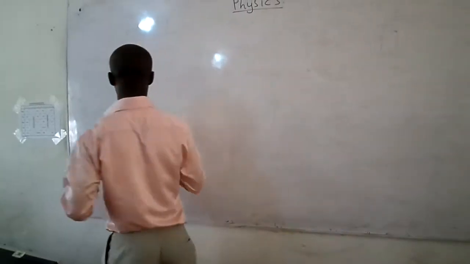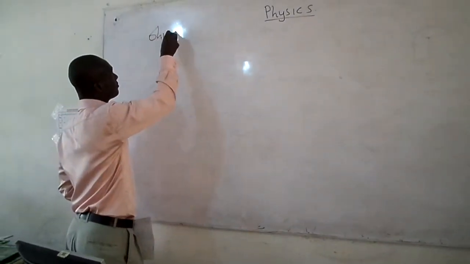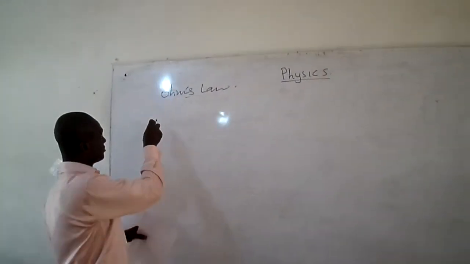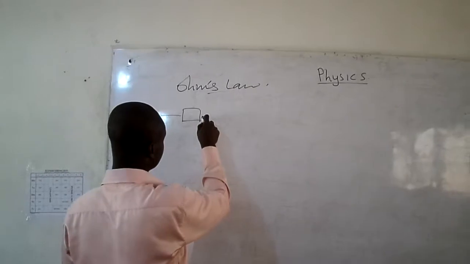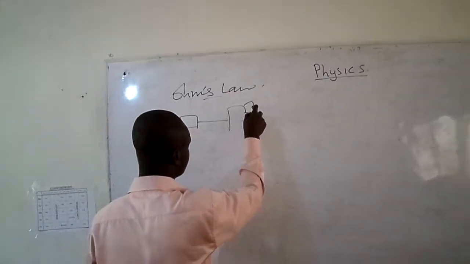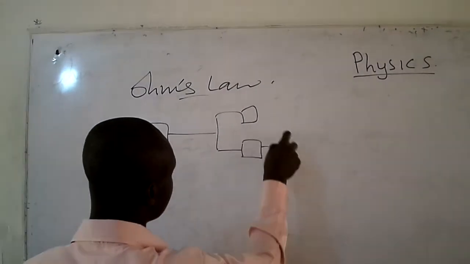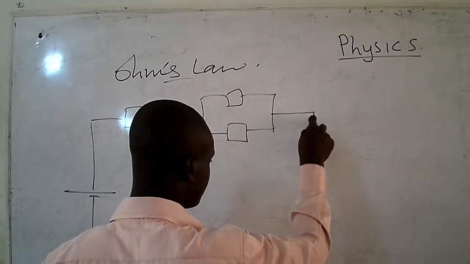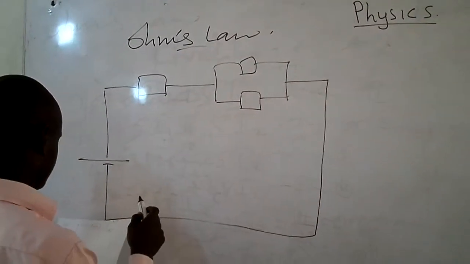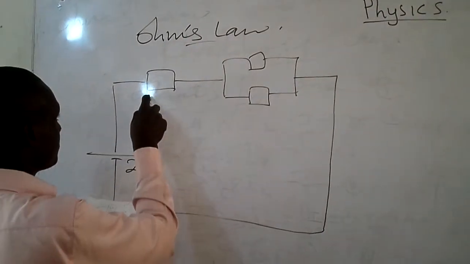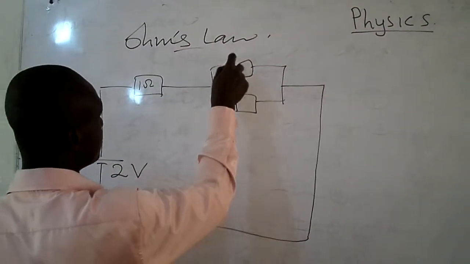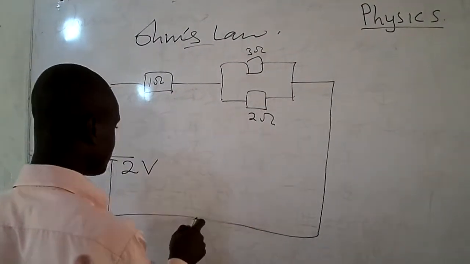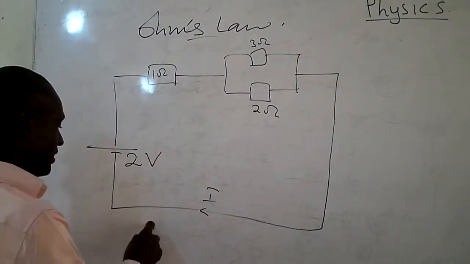I gave you this trial work when we started Ohm's Law. The circuit was something like this. Two volts here, 1 ohm, 3 ohms, and then this one is 2 ohms. I said you should find I.